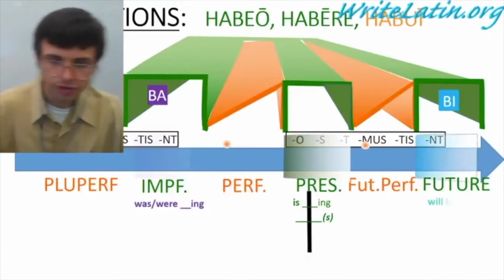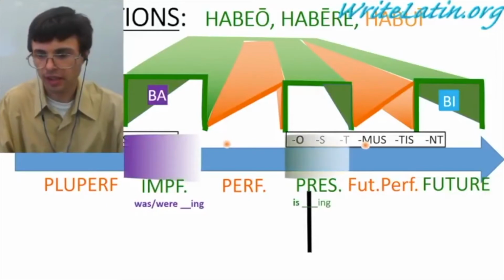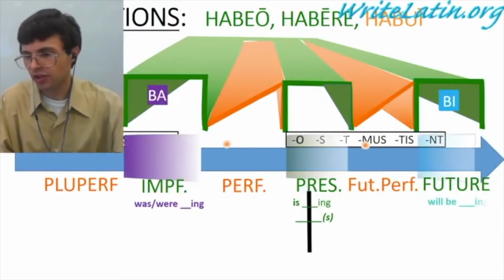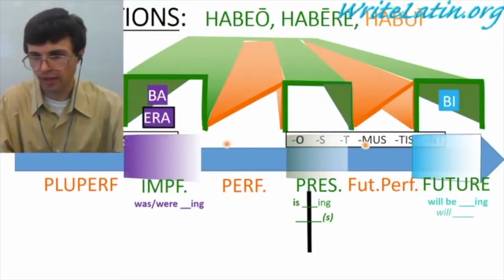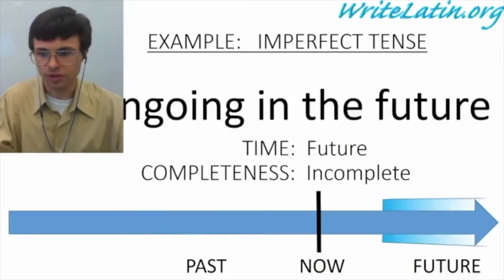So translations, how do you translate these? The imperfect is was or were blanking. The present is is blanking or blanks. And the future is will be blanking or will blank. But now it's going to get a little more complex in the future.